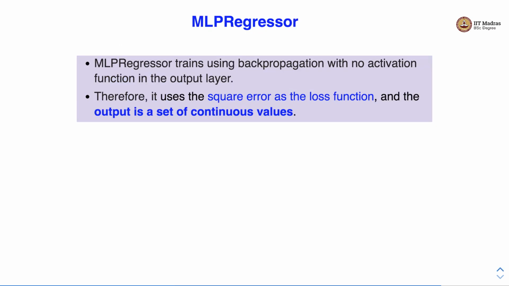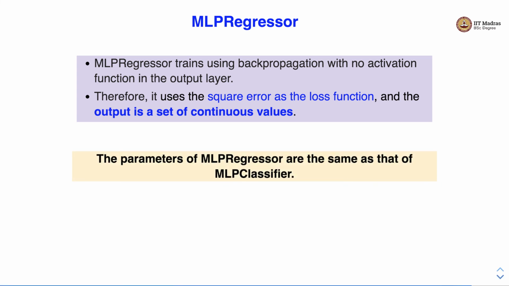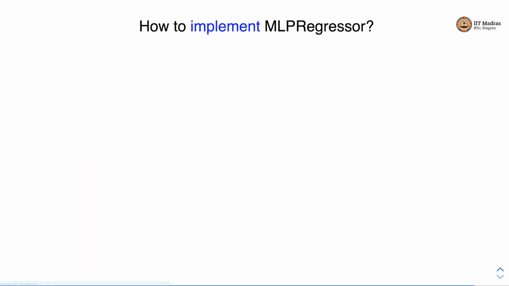Let's look at MLP regressor, which is used to train the regression models. MLP regressor trains the regression model with backpropagation, and in this case there is no activation function in the output layer. It uses square error as a loss function. The parameters of MLP regressor are the same as that of MLP classifier.